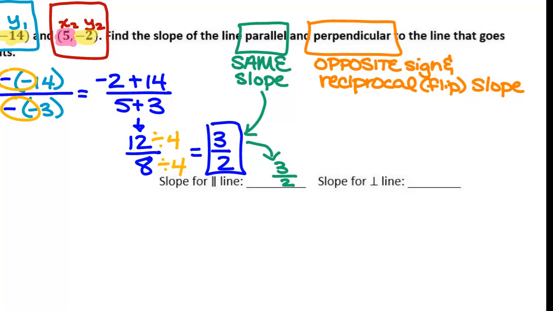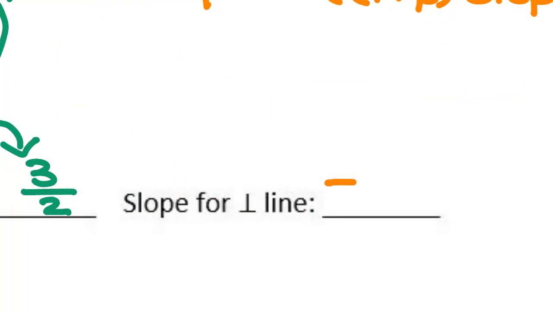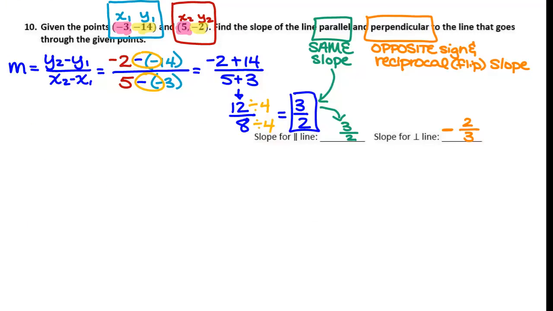For my perpendicular slope, it has to have the opposite sign. Since 3 over 2 is positive, this one will be negative. And then instead of 3 on top and 2 on bottom, we flip it over to have 2 on top and 3 on bottom.